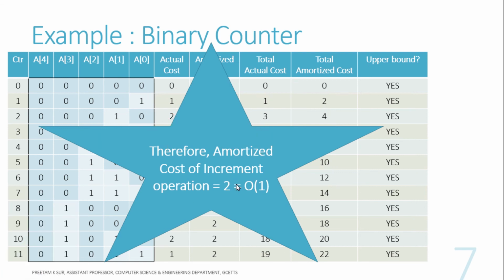In the last slide we have seen that the amortized cost of the increment operation was 2, which is nothing but order of 1, right? 2 is nothing but order of 1. So the increment operation has an amortized cost of order of 1. This is how we perform the accounting method on the binary counter example.